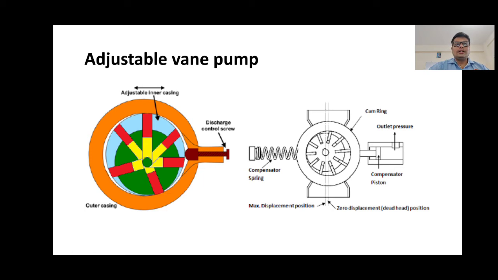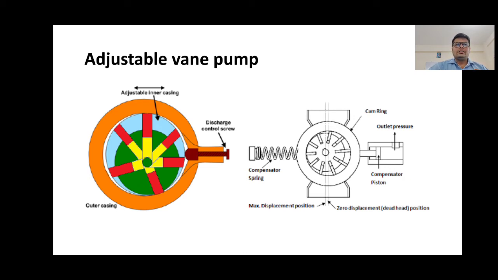The amount of fluid that is displaced by a vane pump running at a constant speed is determined by the maximum extension of the vanes and the vane width. But for a pump in operation, the width of the vanes cannot be changed, but the distance by which the vanes are extended can be varied. This is possible by making a provision for changing the position of the cam ring. As we can see, the discharge control screw is added here that will change the position of the cam ring relative to the rotor.